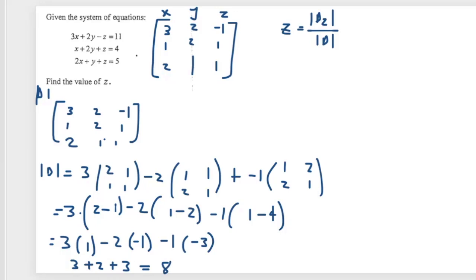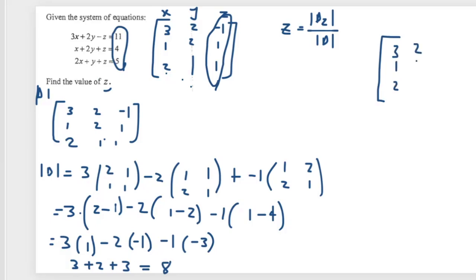Now we are going to find the value of z. So if you're finding the value of z, you remove this column and replace it with 11, 4, and 5. If I was finding the value of y, I would go back to the original matrix and remove the center and replace it with 11, 4, 5. But because I'm finding z, I will replace the last column. So I still have 3, 1, 2, 2, 2, 1. But the last column, I'm going to have 11, 4, and 5.